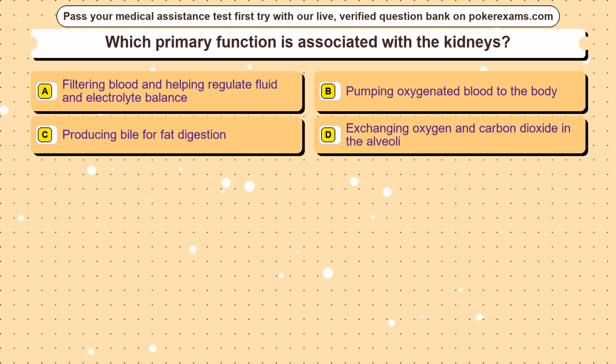Question 61. Which primary function is associated with the kidneys? Option A, filtering blood and helping regulate fluid and electrolyte balance. Option B, pumping oxygenated blood to the body. Option C, producing bile for fat digestion.